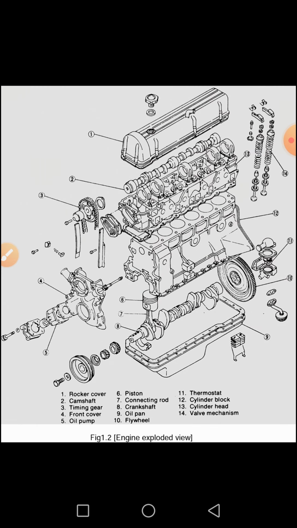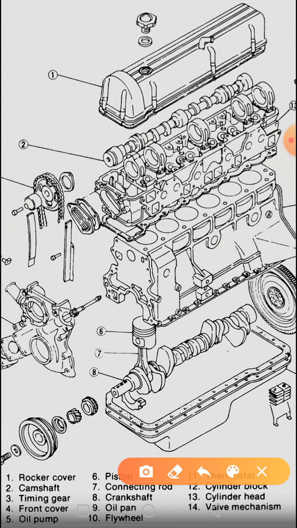You can see an exploded view of an engine. The components you can identify: this is the engine block, that means cylinder block. This is cylinder head. This is oil pan. Now this is camshaft. This is crankshaft. This is piston. This is connecting rod. This is flywheel.